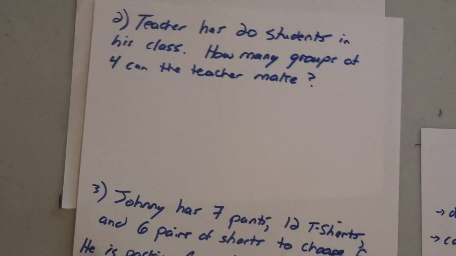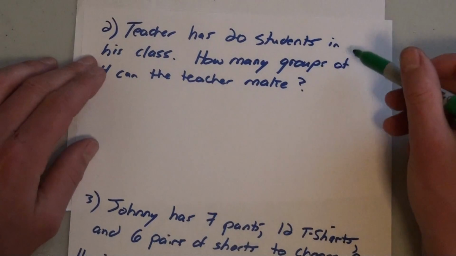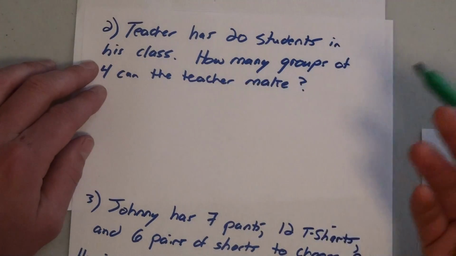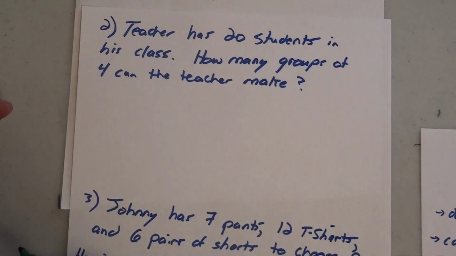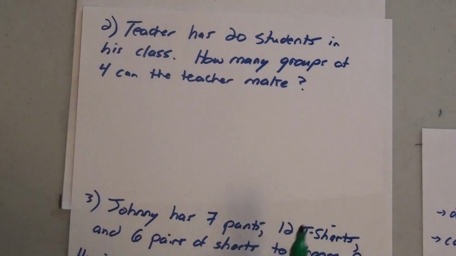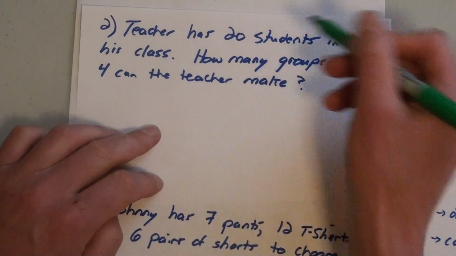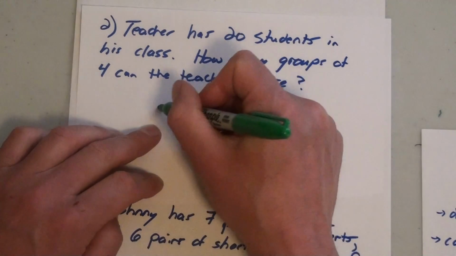Second example: a teacher has 20 students in his class. How many groups of 4 can that teacher make? Now, the groups of 4 don't have specific rules, they're just put into a group. It doesn't matter who's picked first, who's picked second, and whatnot. So not using all 20, it's only making groups of 4.